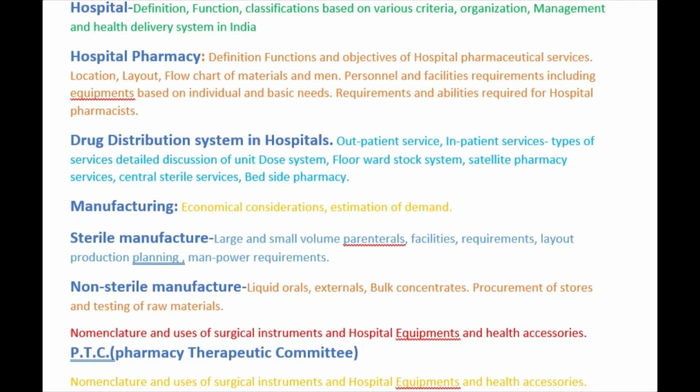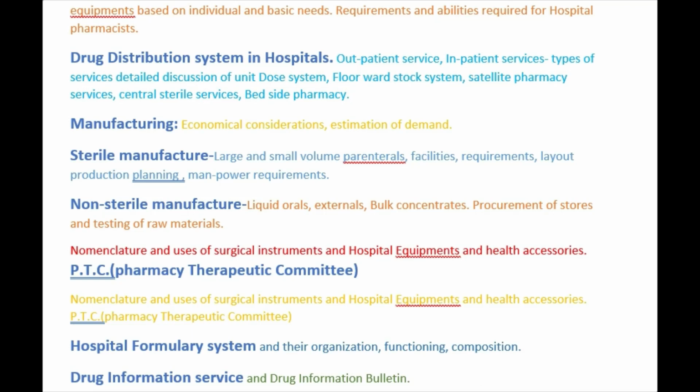Next chapter is drug distribution system in hospitals. It contains the study of outpatient service, inpatient services, types of services, detailed discussion of unit dose system, floor stock system, satellite pharmacy services, central sterile services, bedside pharmacy.